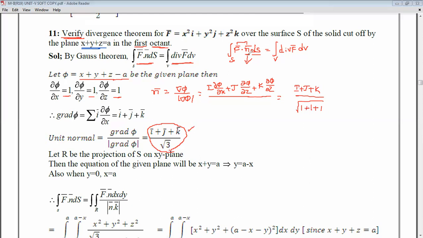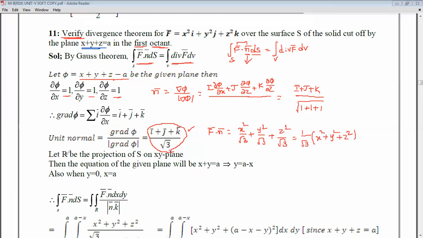So n bar is completed. Now we also require f bar dot n bar. For the dot product, f bar is this and n bar is this. Taking the dot product of the i, j and k coefficients, we get x square by root 3 plus y square by root 3 plus z square by root 3. So 1 by root 3 is the common factor: 1 by root 3 into x square plus y square plus z square. This is f bar dot n bar.